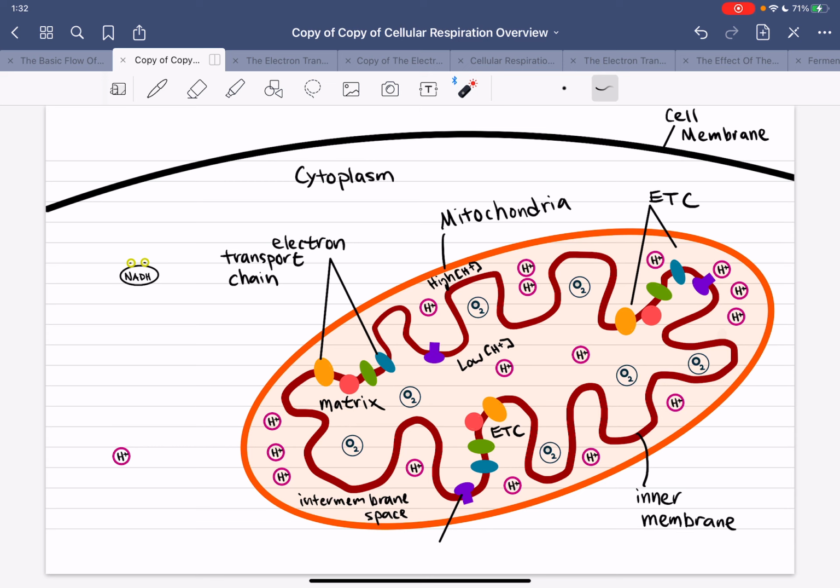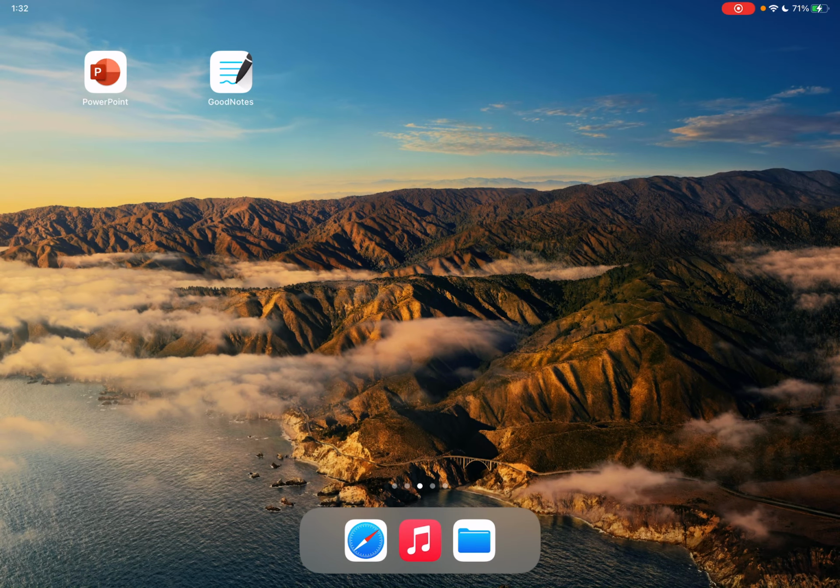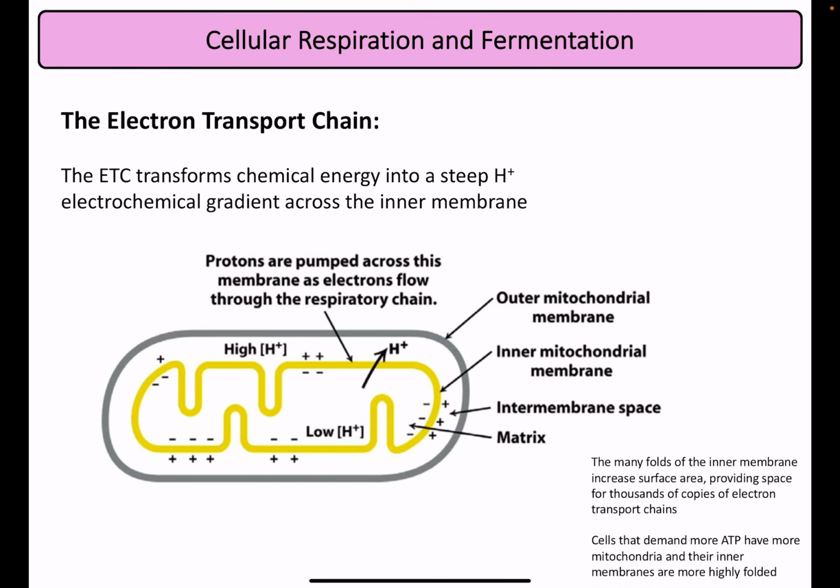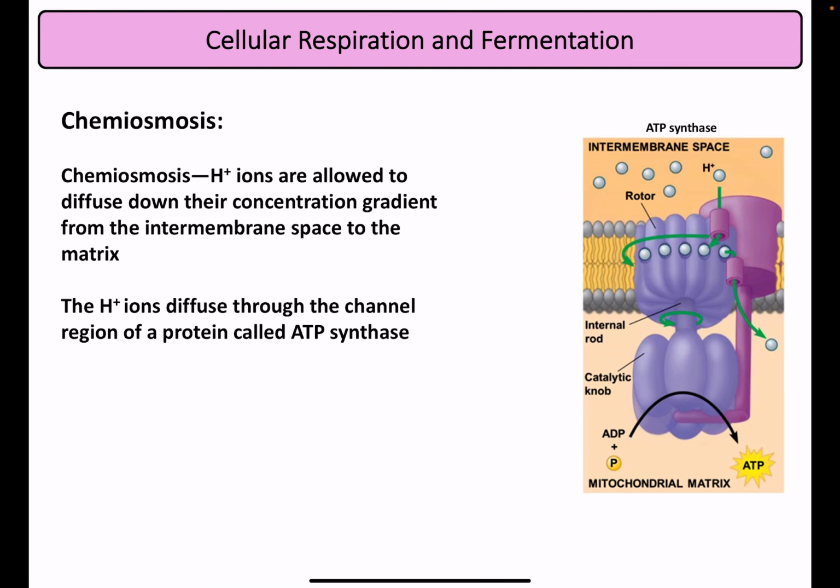So how do we use that gradient to make ATP? Well, the process of using that gradient to make ATP has a fancy name. It's called chemiosmosis, as you can see right here.